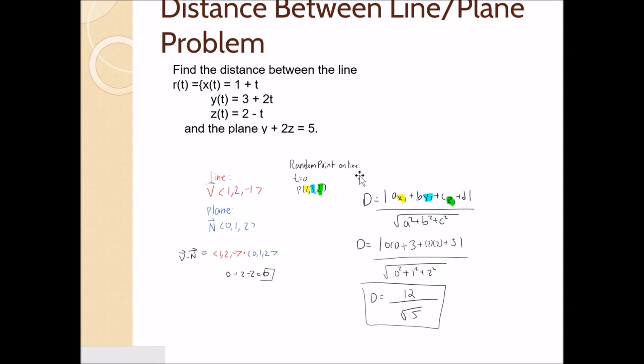Now we choose a random point on the line, so we say t equals 0, and we end up with the point (1, 3, 2), and we use the distance formula from a point to a plane. So we have the absolute value of ax1 + by1 + cz1 + d over the magnitude of that vector. So we plug everything in, do a little algebra, and we have that the distance equals 12 over root 5.